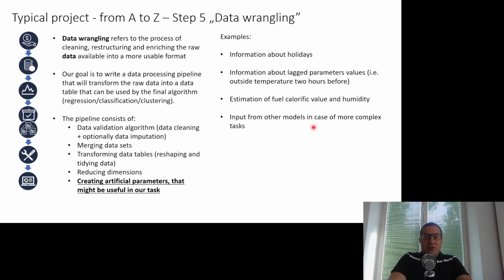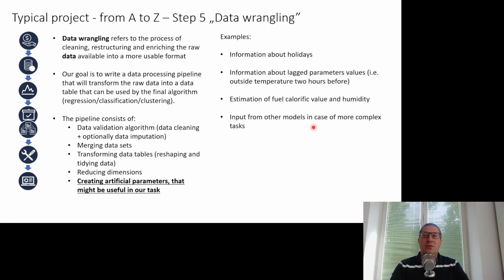On the end, we can try to create some artificial parameters that can be useful. For instance, the information about holidays, if we are trying to predict the load, the heat demand, the electricity demand, the demand for gas, or gas or electricity prices. The information about the holidays is important, and of course we can try to create it based on the information about the country for which we are doing such a prediction.